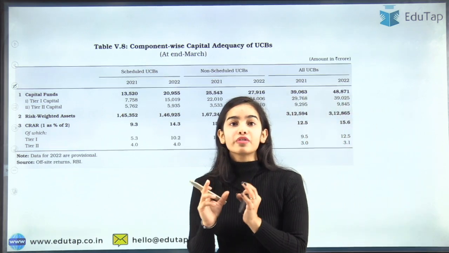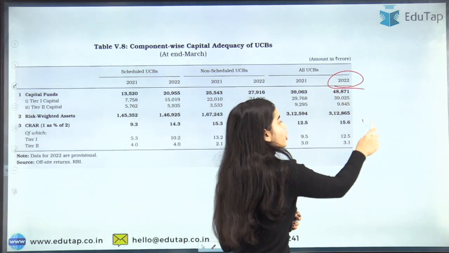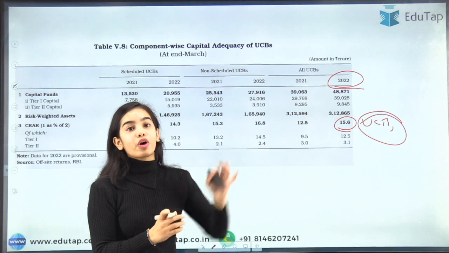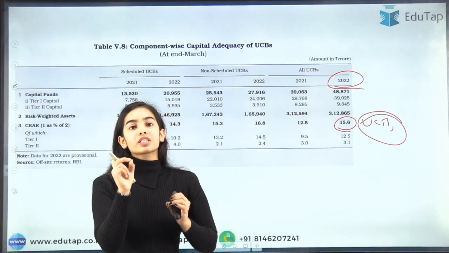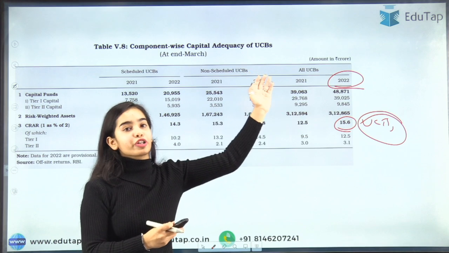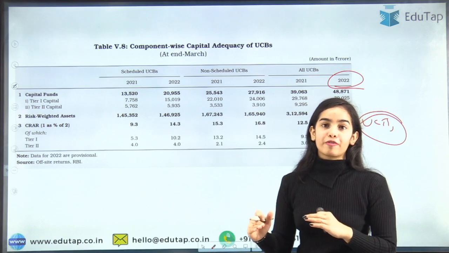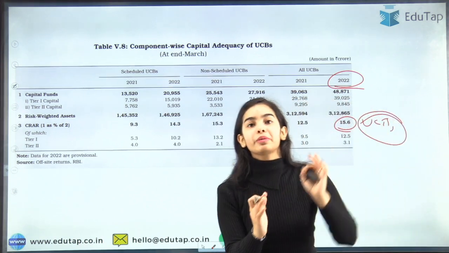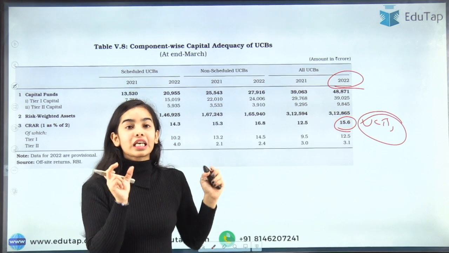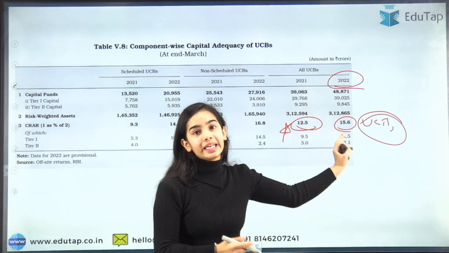So now coming to the capital buffers that the urban cooperative banks are maintaining. You can see as per the 2022 data that has been given, by the end of March 2022 they were maintaining 15.6% of the capital adequacy ratio, or the capital to risk weighted asset ratio. This is of course very high compared to the minimum requirement that the urban cooperative banks have to maintain, that is 11.5% of the CRAR. So they are keeping 15.6% by the end of the financial year 2021-22. That is very good news. They are keeping a good capital adequacy ratio, especially as it has increased from the prior year.